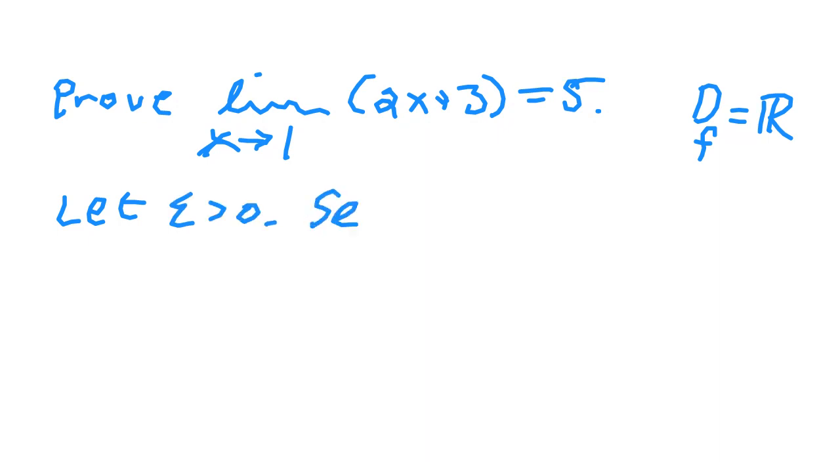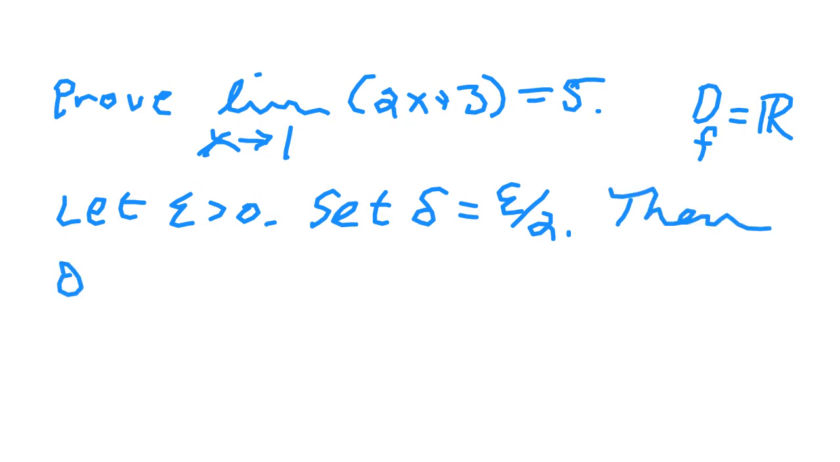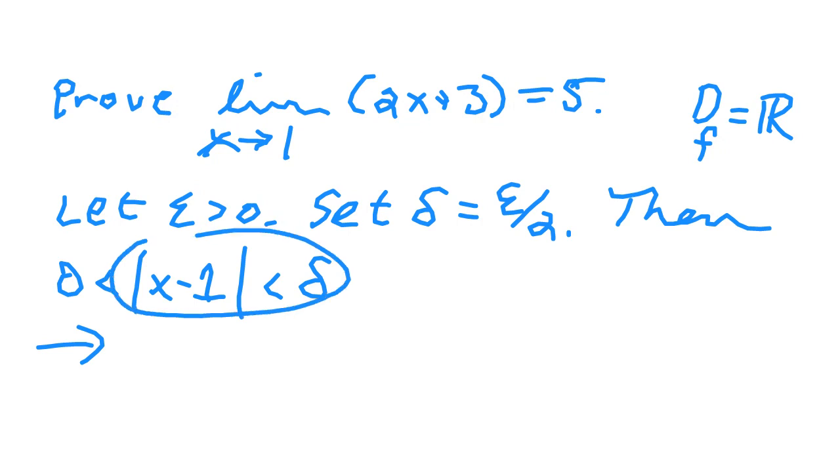So now I want to set, what did we say delta was? Set delta equal to epsilon over 2. Then, what do we have? 0 is less than the absolute value of x minus 1 is less than delta. Implies what? Well, what was delta? We're just going to work with the right half of this. This was equal to epsilon over 2, right? Because we set delta equal to epsilon over 2. So this implies the absolute value of x minus 1 is less than epsilon over 2.